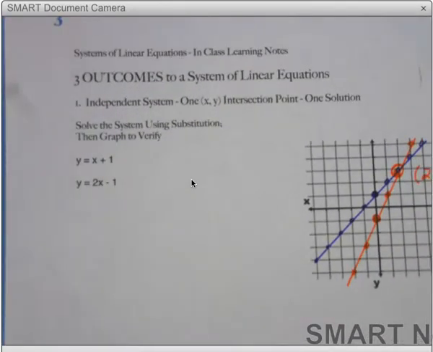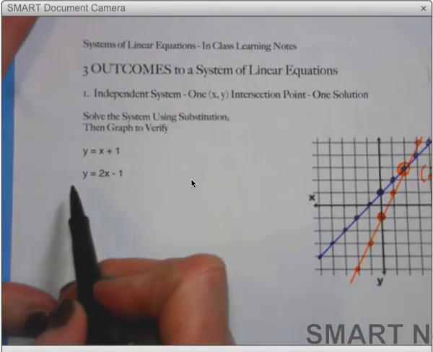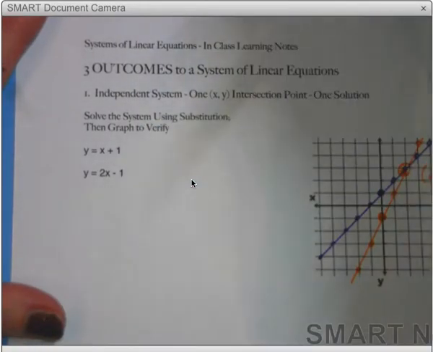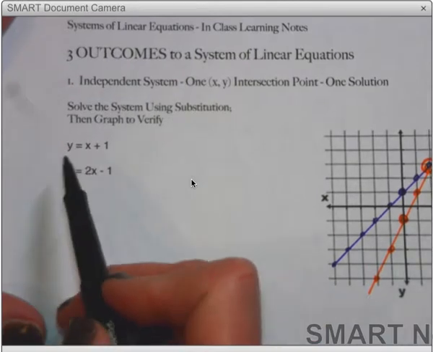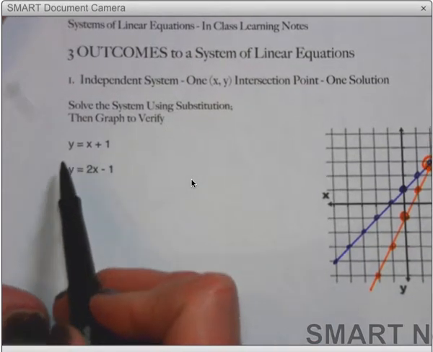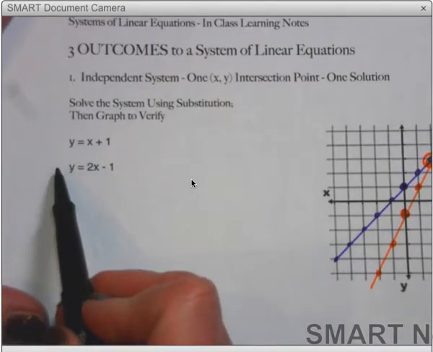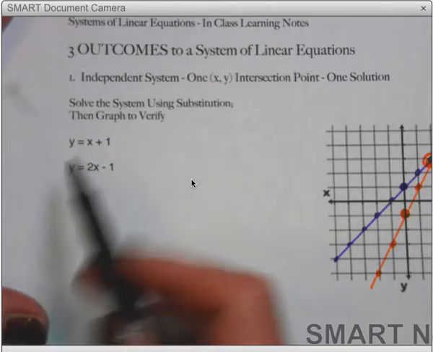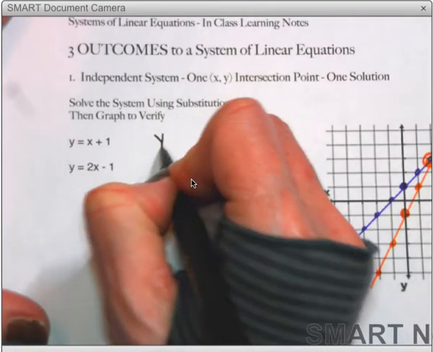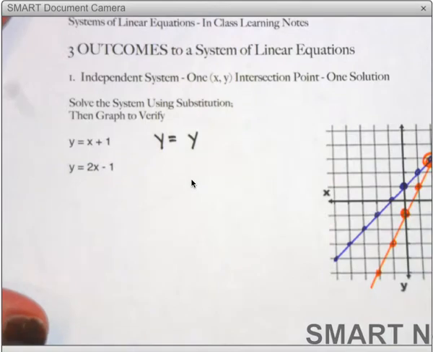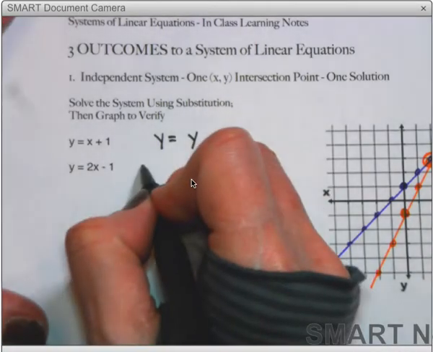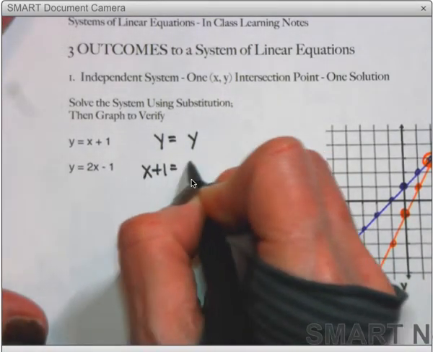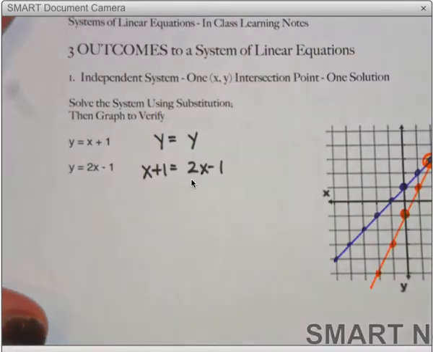Substitution is best to use when you can isolate one of the variables, when one of the variables would have a coefficient of +1. So here I've got y isolated in both equations. By the reflexive property, y equals itself. So that's going to allow me to take both of these equations and set them equal to each other in this particular system, and I'm going to solve for x.